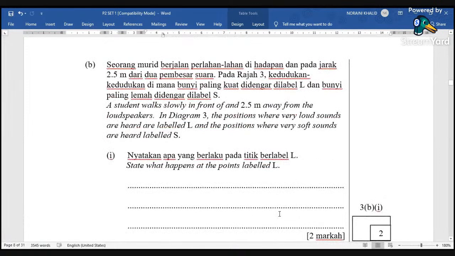Okay, part B. A student walks slowly in front of loudspeakers, 2 meter away from the loudspeakers. In diagram 3, the positions where very loud sound is heard are labeled L, and the positions where very soft sound is heard are labeled S.